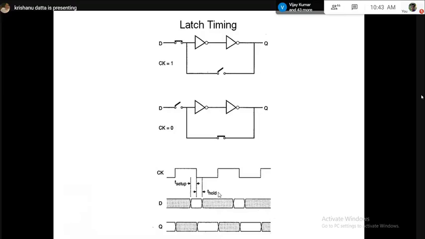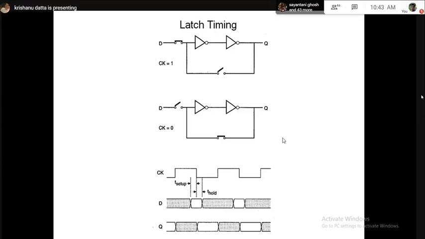So now, this is the operation I just told you, right? When clock 1, what happens? When clock 0, what happens? When clock 1, data simply goes to output, no delay issue. When clock 0, output is held by this back-to-back inverter. You can see the feedback path is closed.